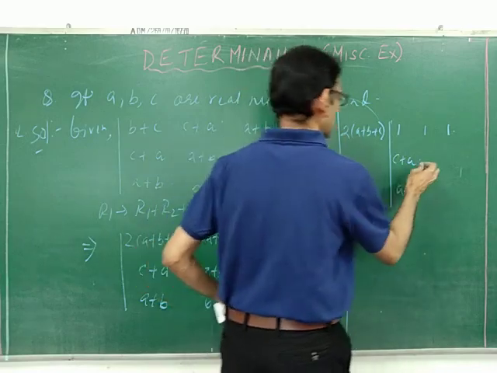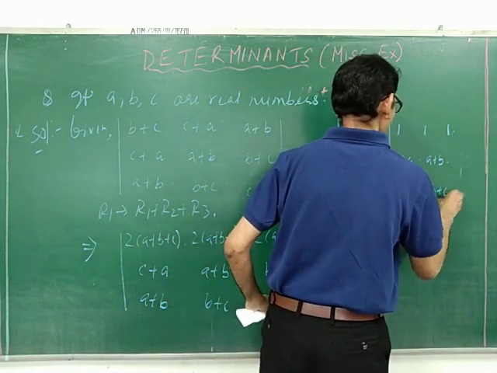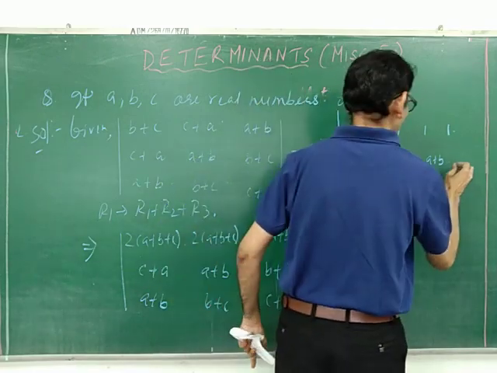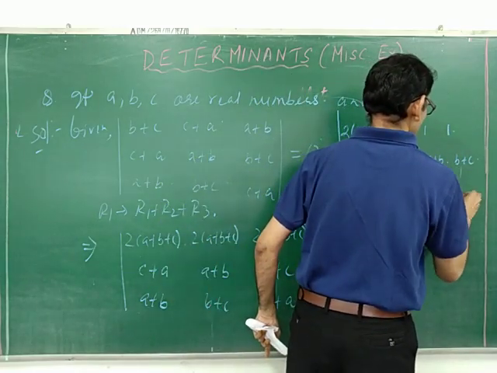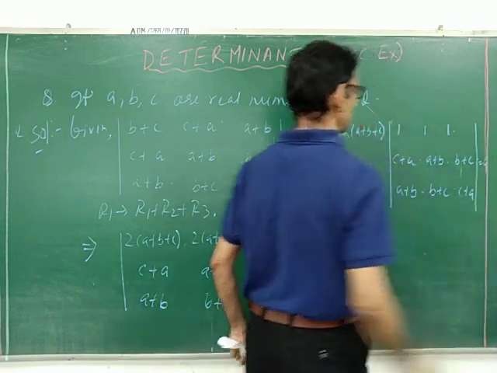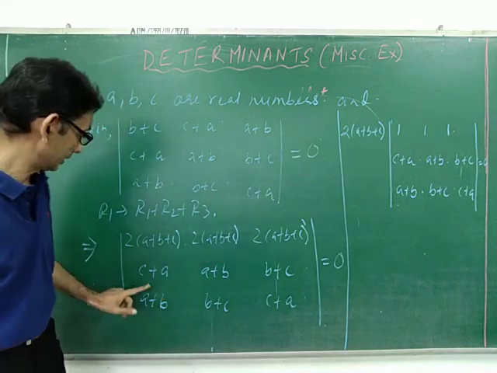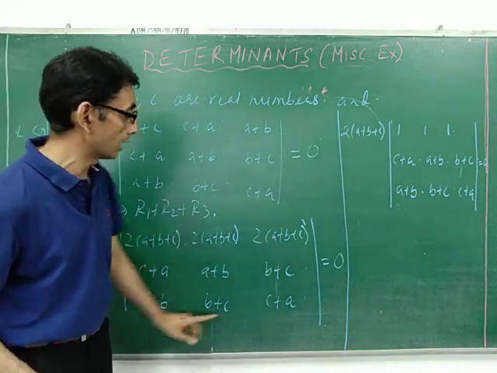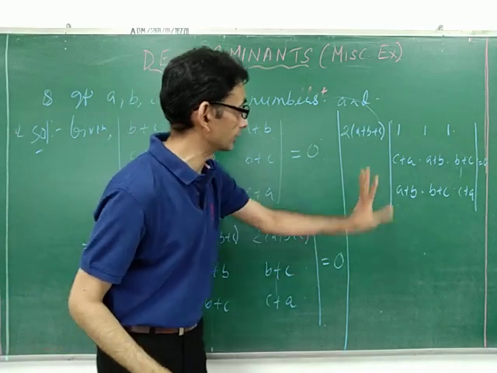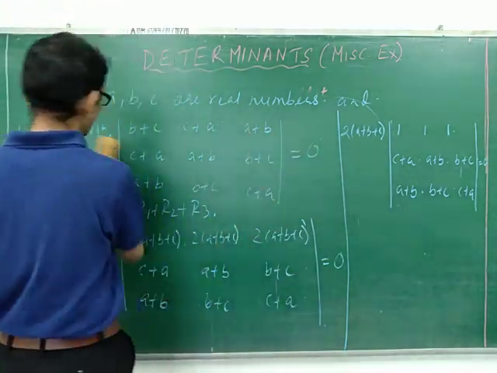The second row is C plus A, A plus B, B plus C, and the third row is A plus B, B plus C, C plus A. This is equal to 0. So we have taken this element common, and this is left out. I'm going to write the next steps here.